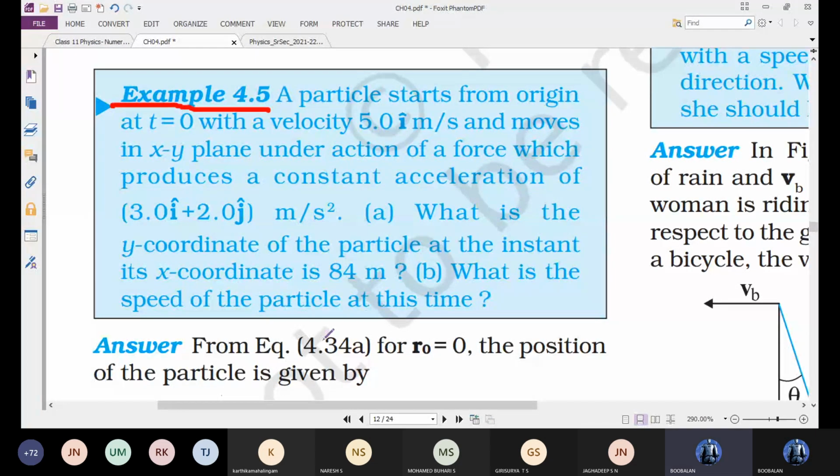A particle starts from the origin at t equal to 0 with velocity 5 I cap meter per second and moves in the xy plane under the action of a force which produces a constant acceleration of 3 I cap plus 2 j cap meter per second square. First, what is the y coordinate of the particle at the instant x coordinate is 84 meter? What is the speed of the particle at this time? Example 4.5. One more problem also.